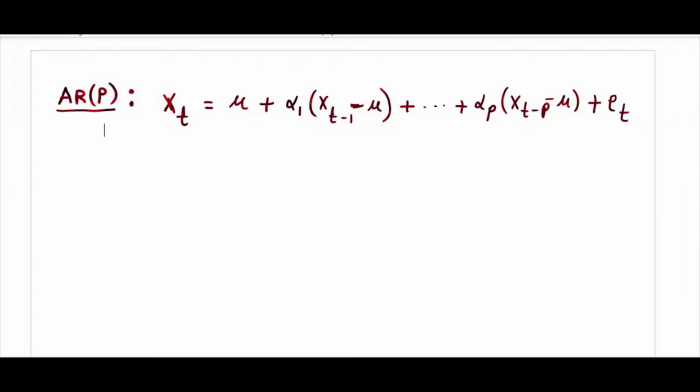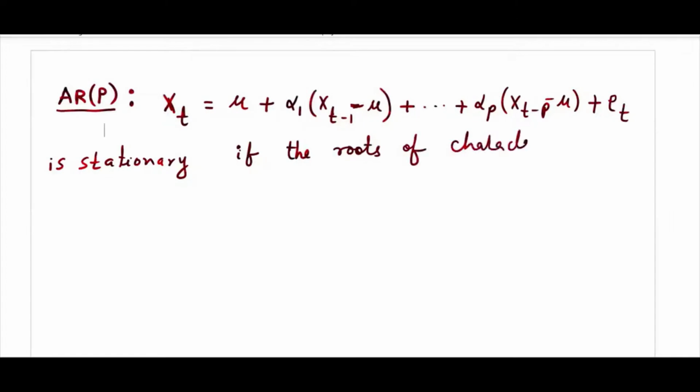Here this process will be stationary. This is stationary when, if the roots of the characteristic equation... you just need to remember the formula. How can you remember this one? You bring everything to the left.